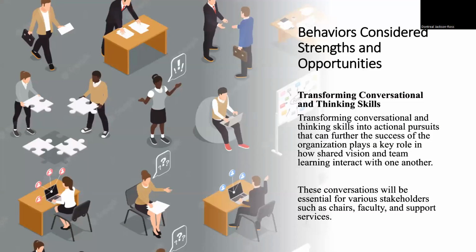So at CSU, here are some behaviors considered as strengths and opportunities. And that would be transforming conversational and thinking skills. Transforming conversational and thinking skills as a systems thinking process into actionable pursuits that can further the success of the organization plays a key role in how shared vision and team learning interact with one another. These conversations will be essential for various stakeholders.